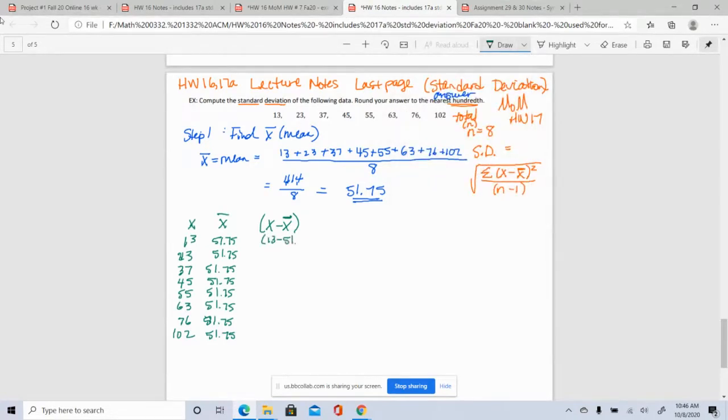13 minus 51.75. 23 minus 51.75. And again, you don't have to show all these steps for me. I'm showing you the long way. If you're not sure how to do this, then I would write all this out, at least at first, until you get very comfortable with standard deviation.